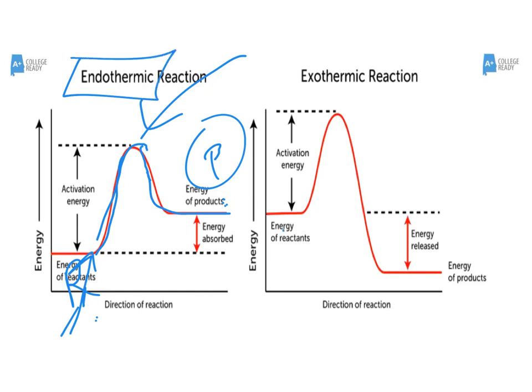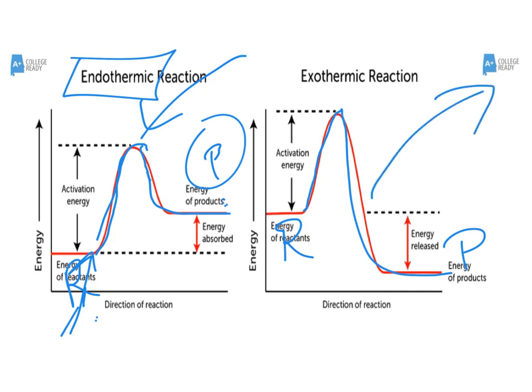Here's an exothermic reaction. Here are the reactants. Here are the products. Energy did have to come in to break those reactant bonds, but as the reaction proceeds from reactants to products, energy is released from the system, from the reaction to the surroundings, because more energy was released when the product bonds were formed than was required to break the reactant bonds.